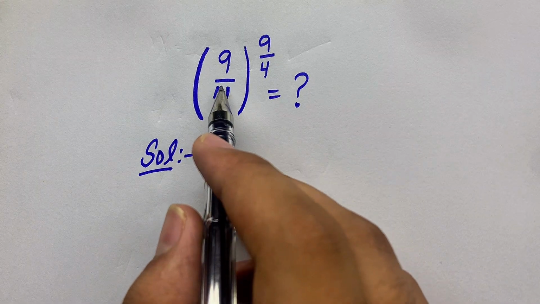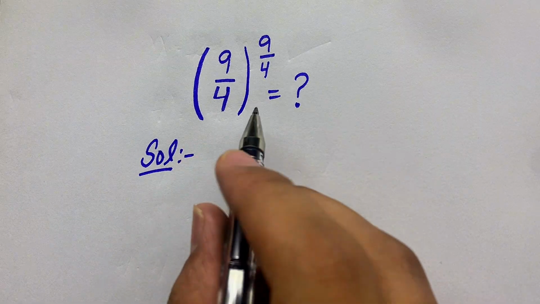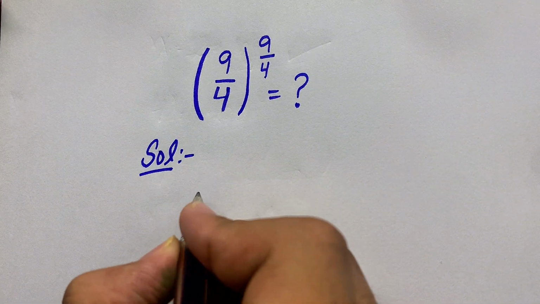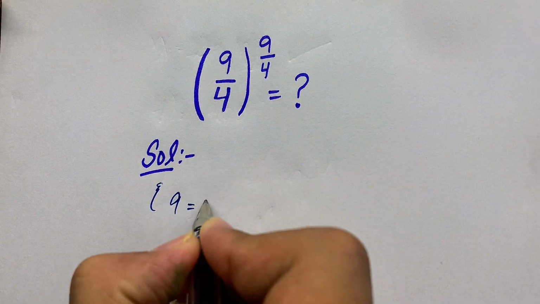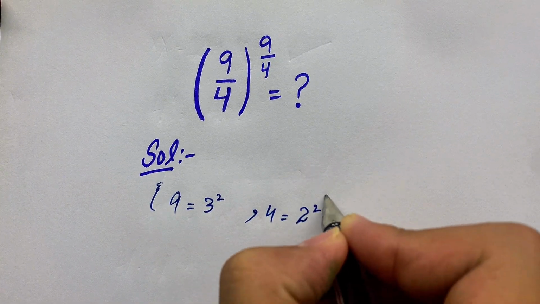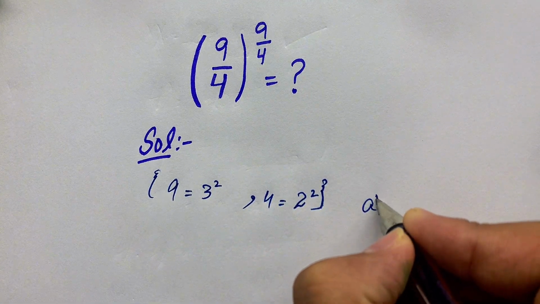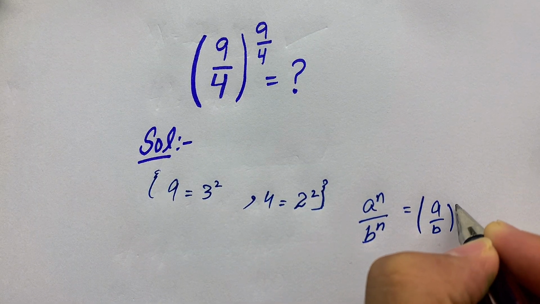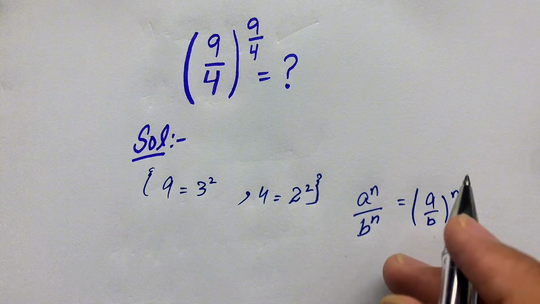In this problem, we have to simplify (9/4)^(9/4). This solution is very complex and very important for Olympiad math exams. First, we know that 9 is equal to 3 squared, and 4 is equal to 2 squared. So, a^n divided by b^n is equal to (a/b)^n. This is our first formula to use in this question.